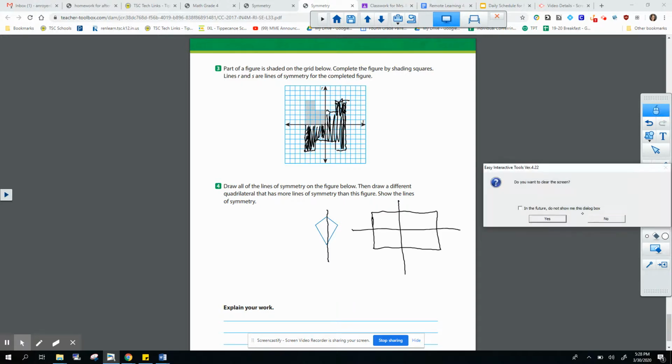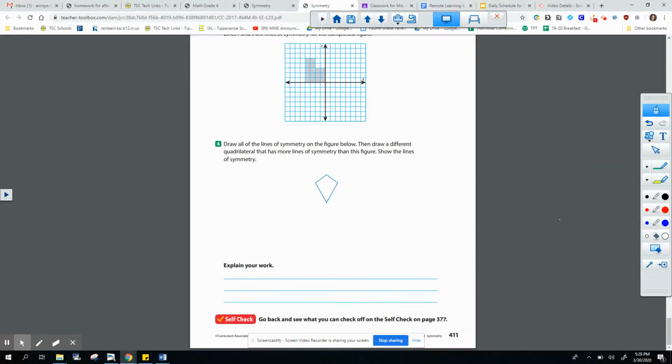And then I can explain my work down here. I'm going to move this so I can have a little bit more space to write. And I'm going to say a kite has 1 line of symmetry.